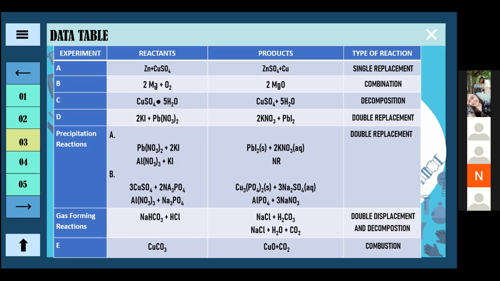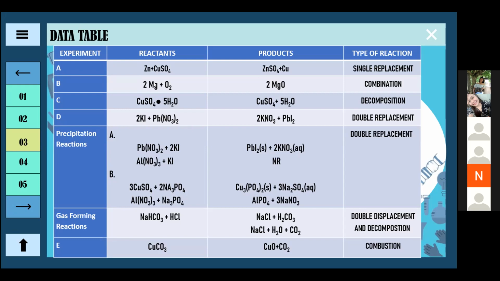For precipitation reactions, we have two sets, set A and B. For set A, our reactants, 2 ml of lead 2 nitrate was added with 2 ml potassium iodide solution. So remember the solubility rules: all halides are soluble except for silver, mercury, and lead. Since lead is present, it yields a yellow precipitate known as lead iodide, and an aqueous solution, which is the potassium nitrate.